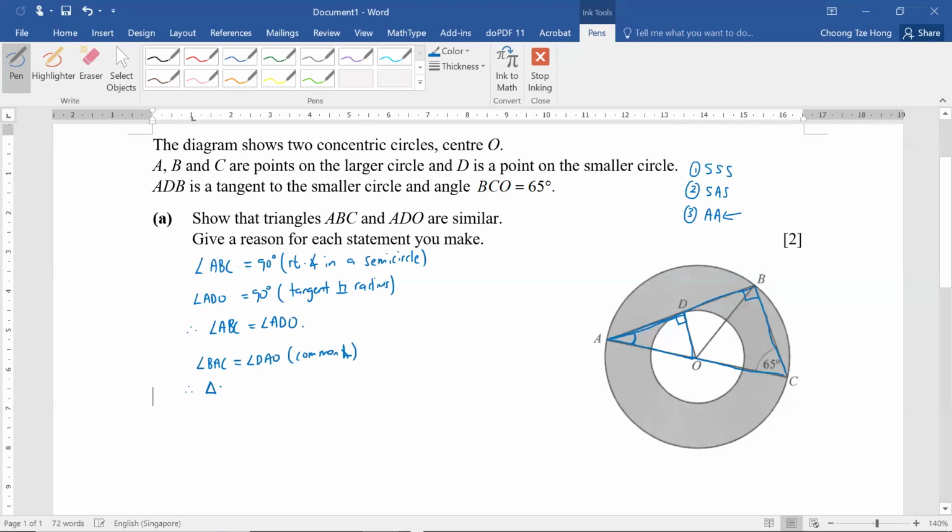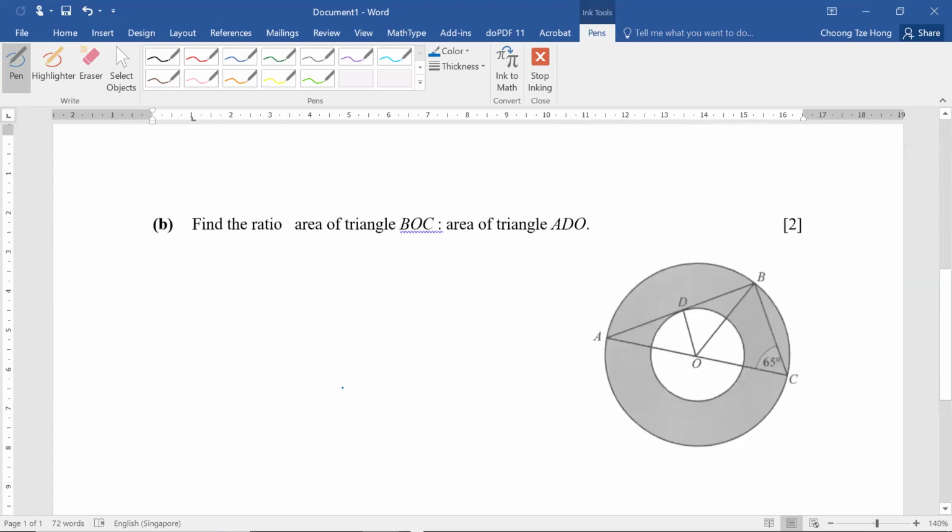And hence we can prove similarity already. Therefore, triangle ABC is similar to triangle ADO, and the test that we are using here is the AA test. So we have proved similarity already. Not too difficult of a question. Let's look at part B.